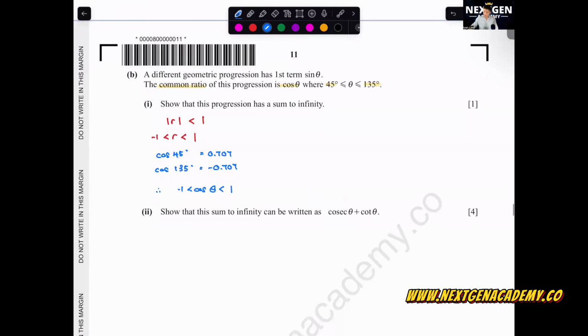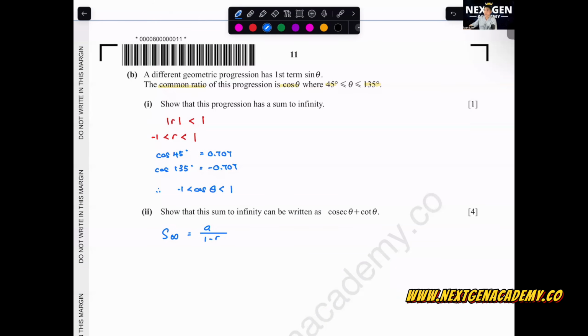The last one: show that this sum to infinity can be written as cosec theta plus cotangent theta. Now we come to a trigo question. This is a proving type of question. They are asking you to put the values into the formula, and then show that it can be written in this form. How to do this? S infinity is A over 1 minus R.